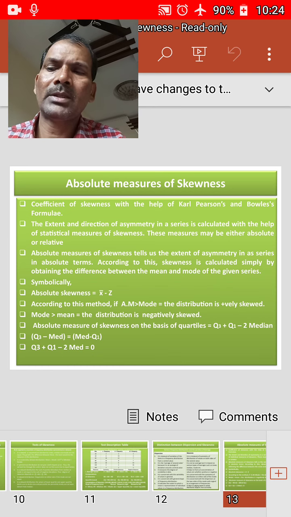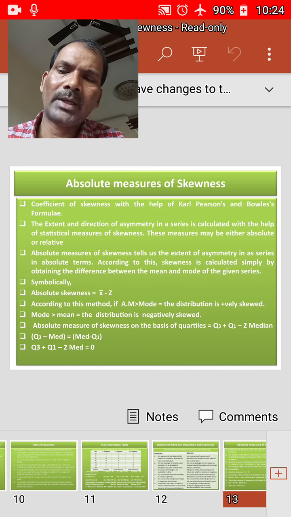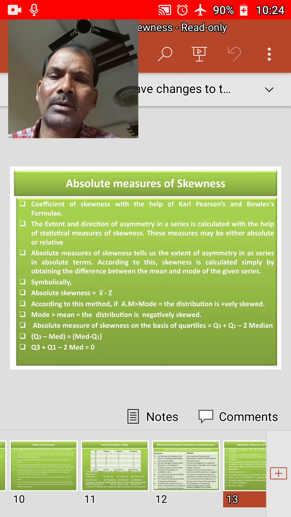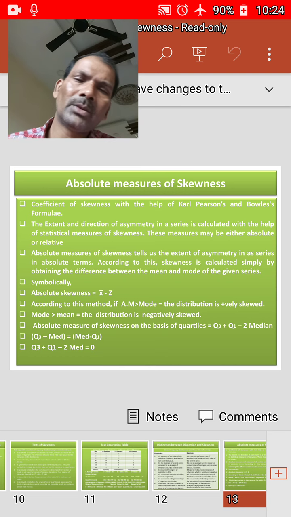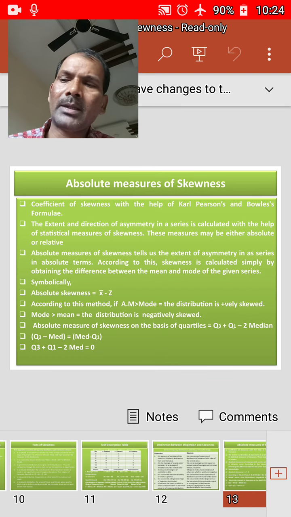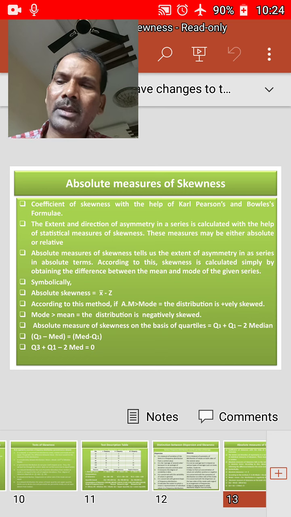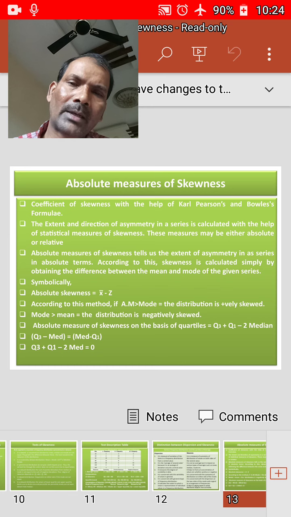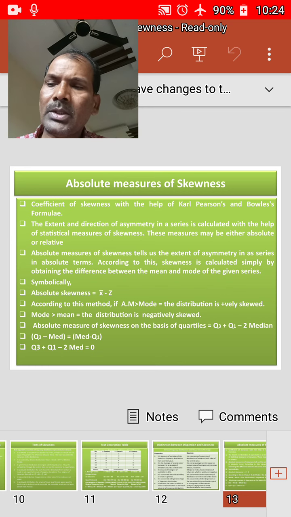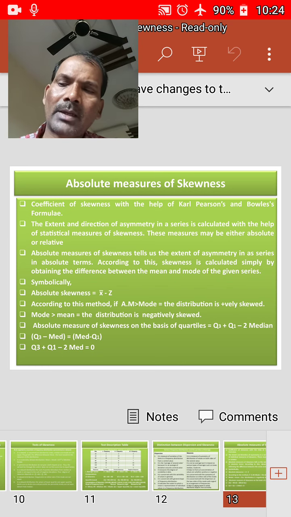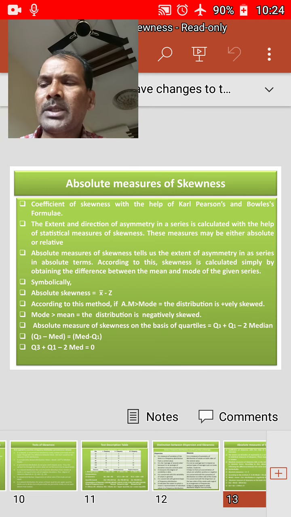According to this, skewness is calculated simply by obtaining the difference between the mean and mode of the given series. Symbolically, absolute skewness is equal to x bar minus z, where x bar is the arithmetic mean and z is the mode. According to this method, if the value of mean is greater than mode, the distribution is said to be positively skewed. On the other hand, if the value of the mode is greater than mean, the distribution is said to be negatively skewed.